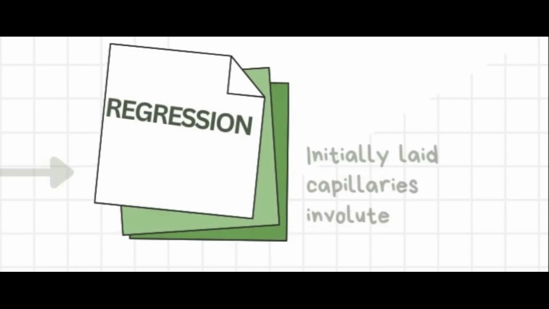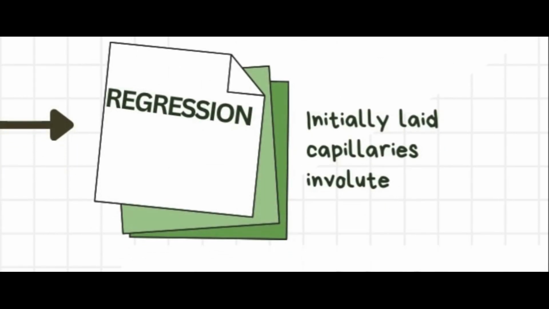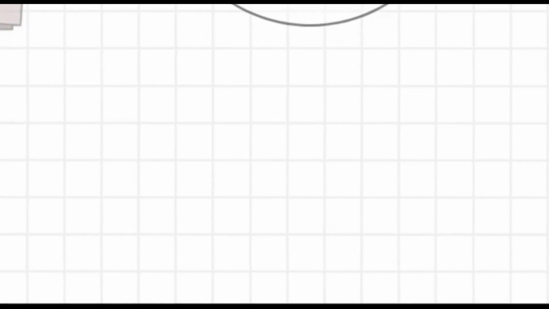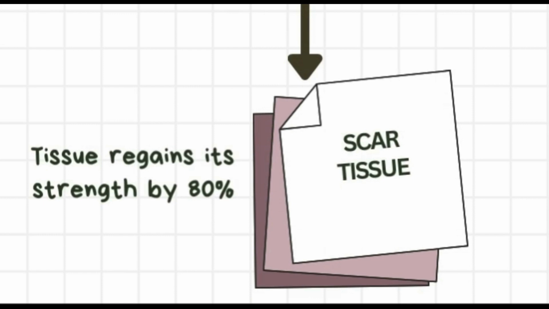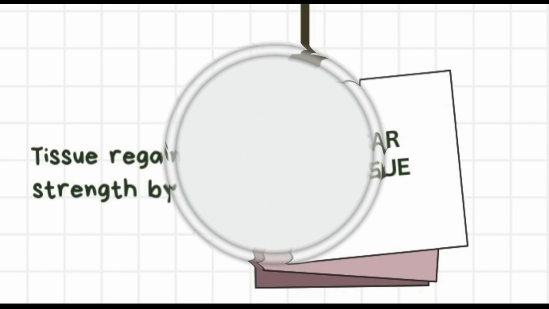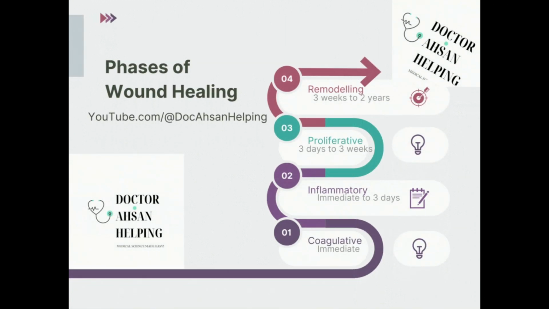Then there is regression. Initially laid capillaries which were formed in the third phase, which is known as fibroblastic or proliferative phase, those capillaries involute in fourth phase. Then there is formation of scar tissue. This scar tissue which is formed attains 80% of original tissue strength and never attains 100% tissue strength, which was present earlier from the wound development. So this was all about the phases of wound healing.